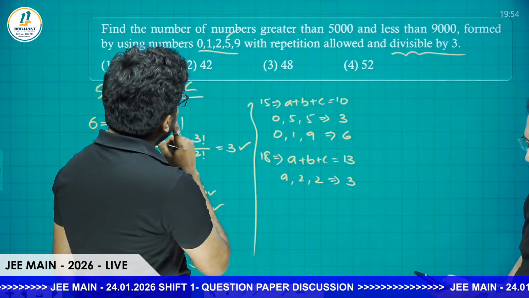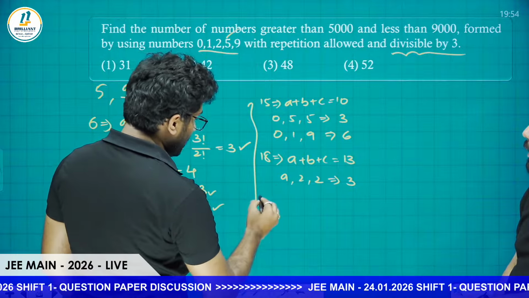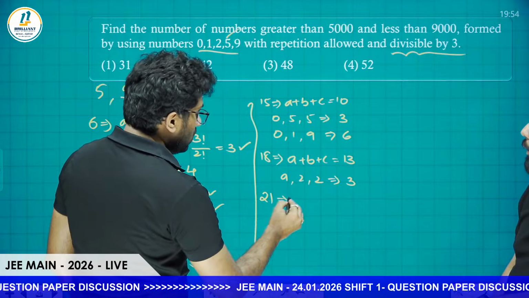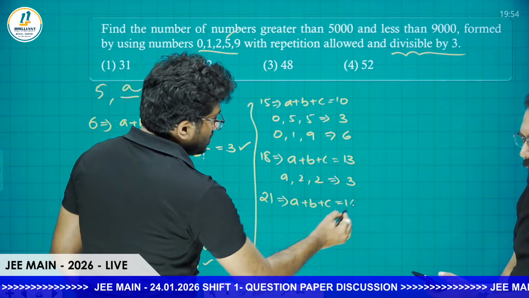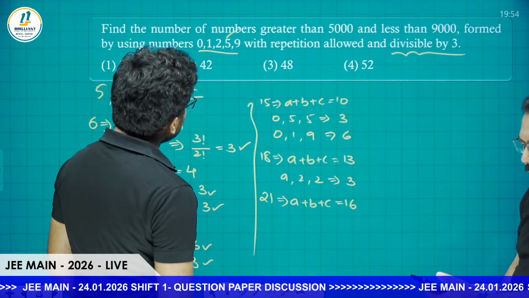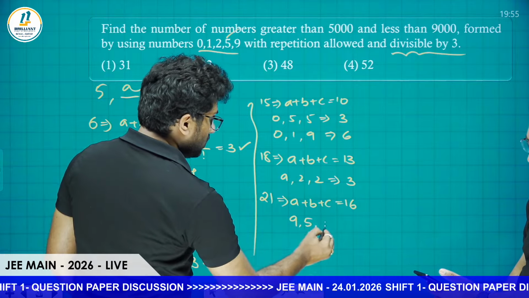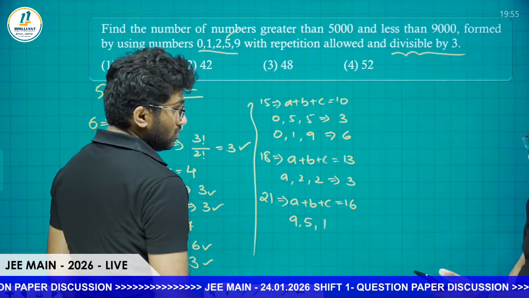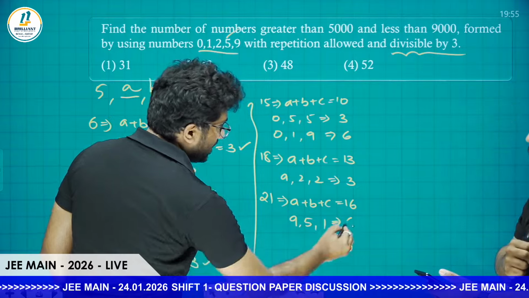Next, 5, 5, 3. Only one case. 18, only one case. 21 next, now. 21, remove 5, already 16. A plus B plus C should be 16. 16 means 9 plus 5 plus 1. So 9, 5, 1. Only one, which is 3 factorial, which is 6 cases we'll get.